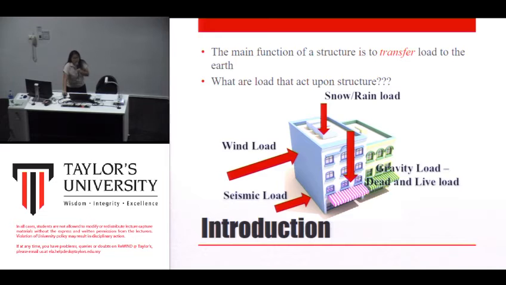So we have gravity load, seismic load, wind load. Okay, snow load and rain load, basically it comes from the top. It acts at the top part of the building, the roof, and then transfers down. Gravitational load is the same. Gravitational load, we have dead load, we have live load. They are acting on top, vertically down, right? What about wind load?